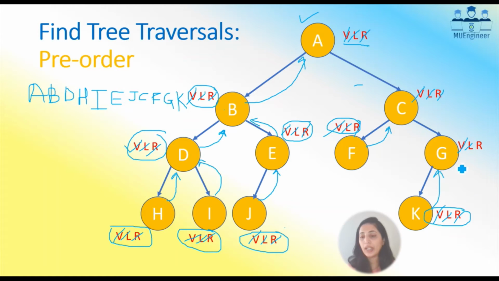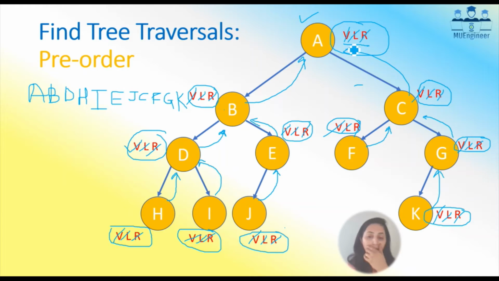So I reach G now. G says go to right, but there is no right child. So I'm done with G also. I go back to the parent. At C also we are done with all. So we go back to the parent. At A also we are done with all.